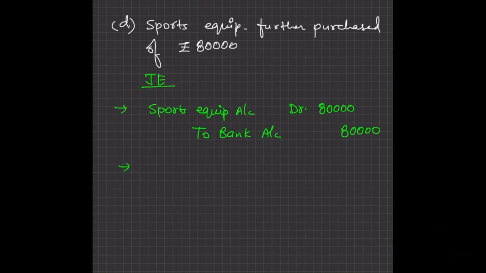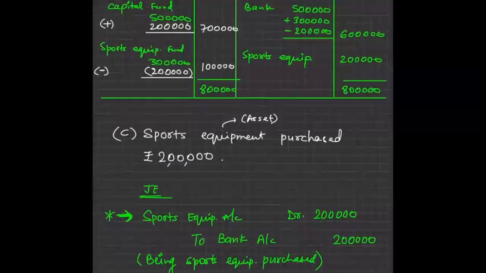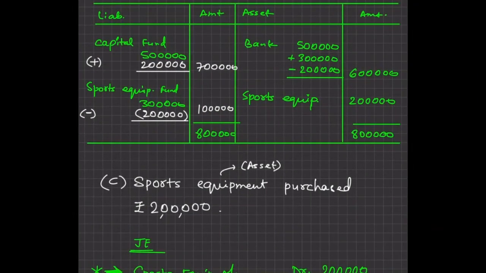And as this is for the specific fund, you need to debit that fund account also. Sports equipment fund account is debited because the money will be paid out of this fund, and it will be transferred to the capital fund account. That is 80,000. So in your balance sheet, your sports equipment would now be 2 lakhs plus 80,000. This will become 2,80,000.